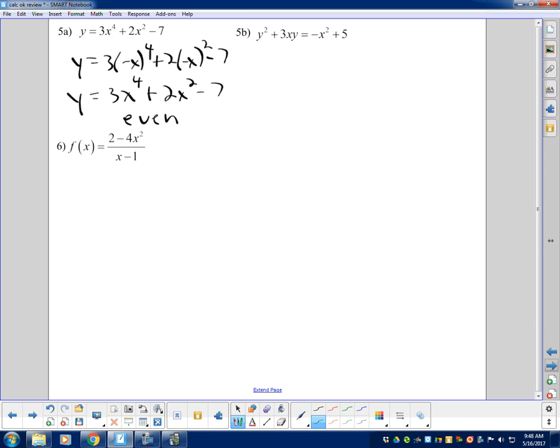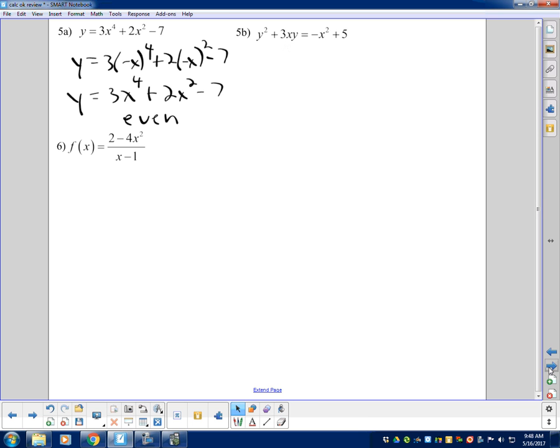Now, on 5b, if I were to replace x with negative x, you can see right here, if I replace that with negative x, of course, it wouldn't change anything. But if I replace that 3xy term with a negative x, it's going to change the sign on that. So this one I can rule out as being even. Just kind of have to run through the tests. Replace x with negative x, see if you get the same equation. If you do, then it's even. If not, then now let's test for oddness.